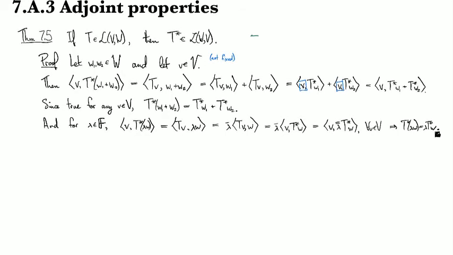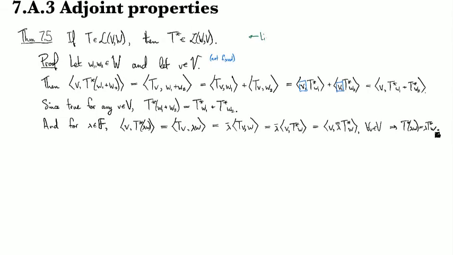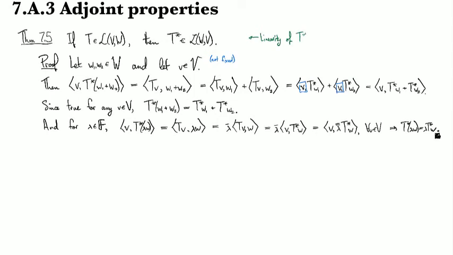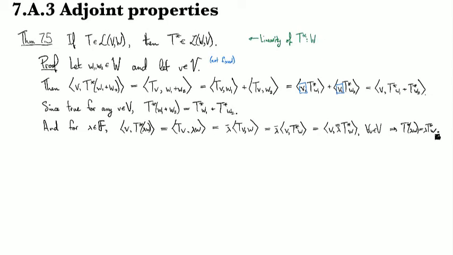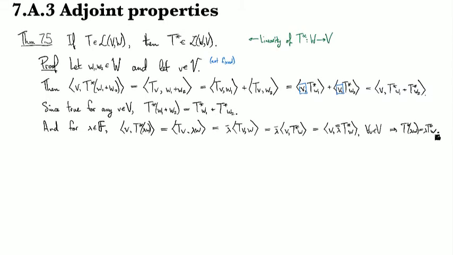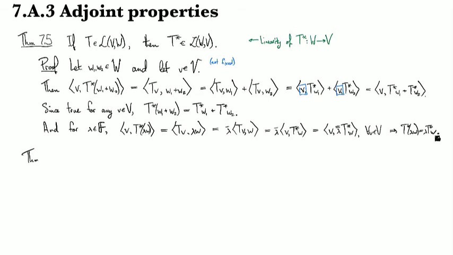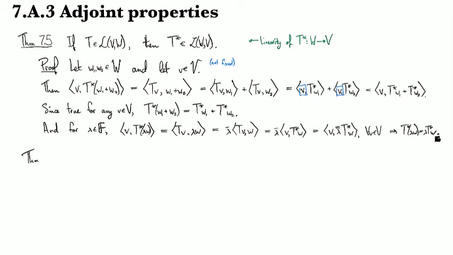All right, so that's linearity of the adjoint. Let's just say what we just showed here was linearity of T star as an operator from W to V. Now in the next one, what we're going to show is linearity of the star.